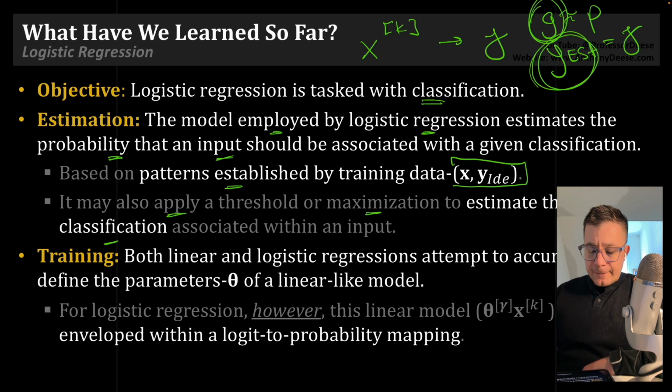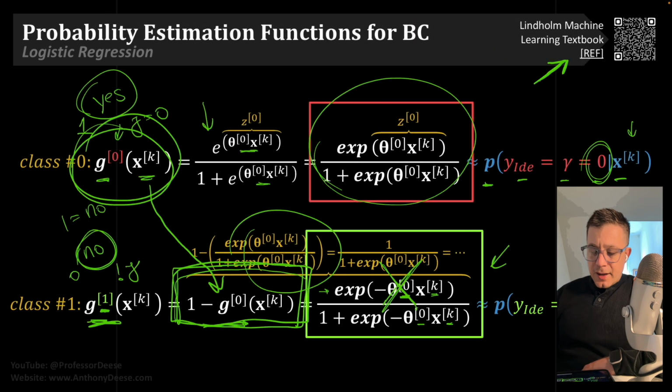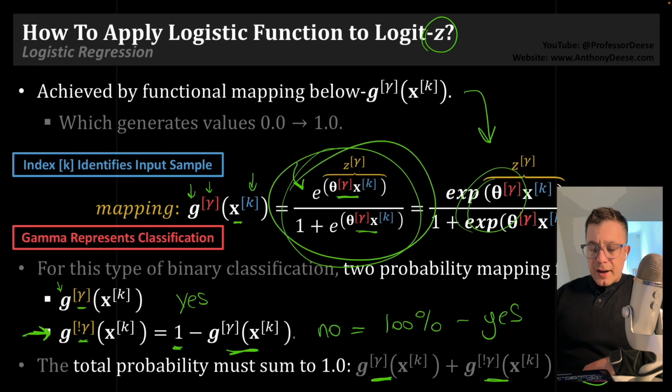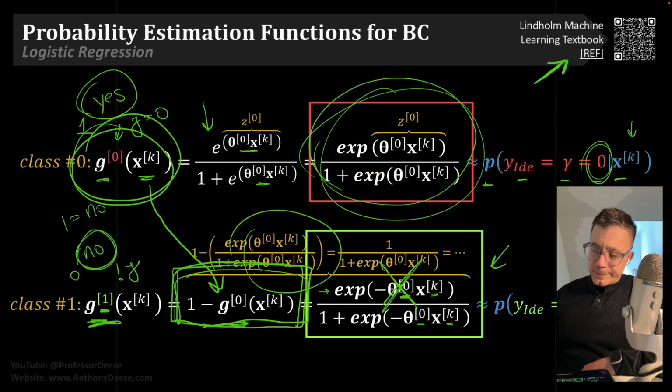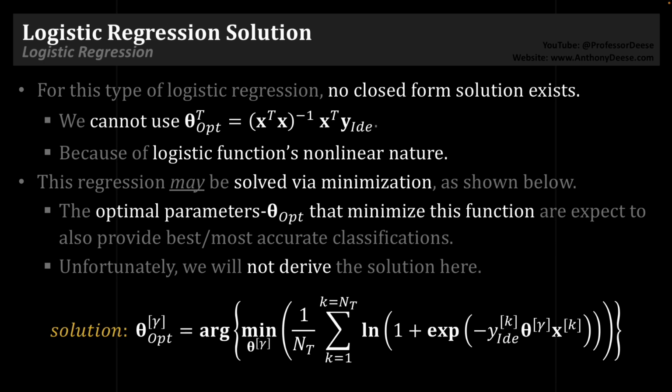Now, with regard to training, both linear and logistic regressions attempt to accurately define the parameters of a linear-like model. Okay, they both start off with a linear-like model. However, for logistic regression, this linear model is enveloped or contained within a logit to probability mapping, which is what we showed right here as well as right here. Now, we still haven't talked about how to solve this. How do we come up with the optimal parameters?